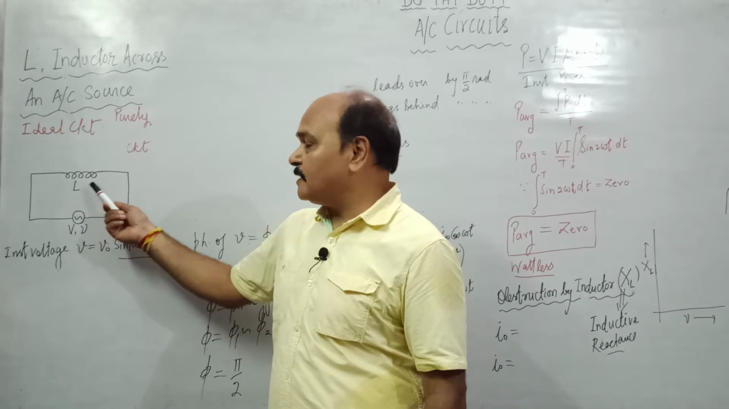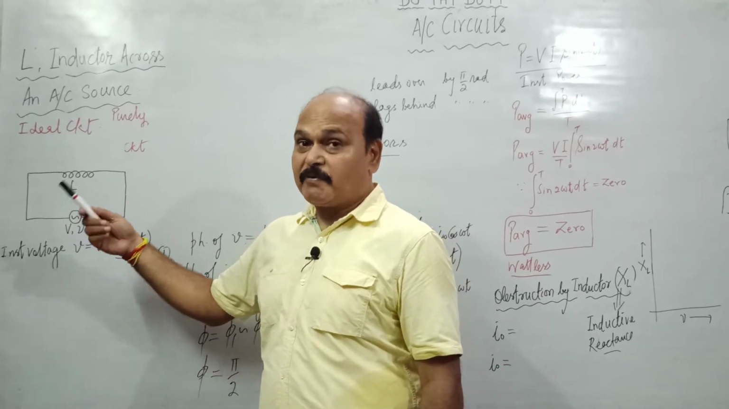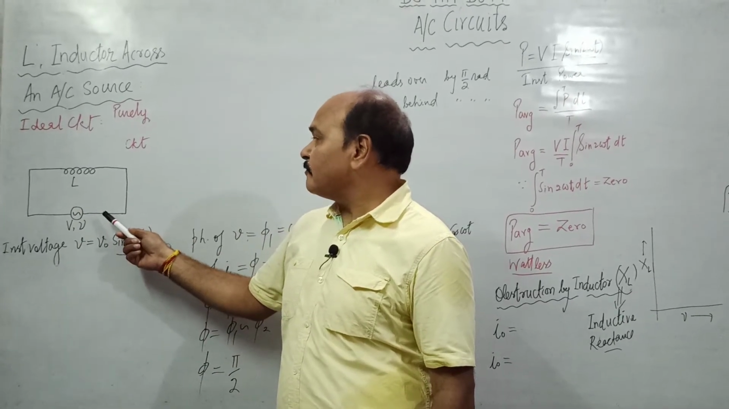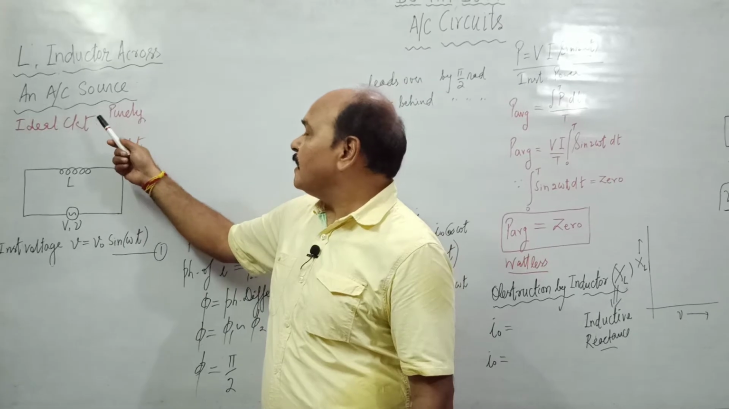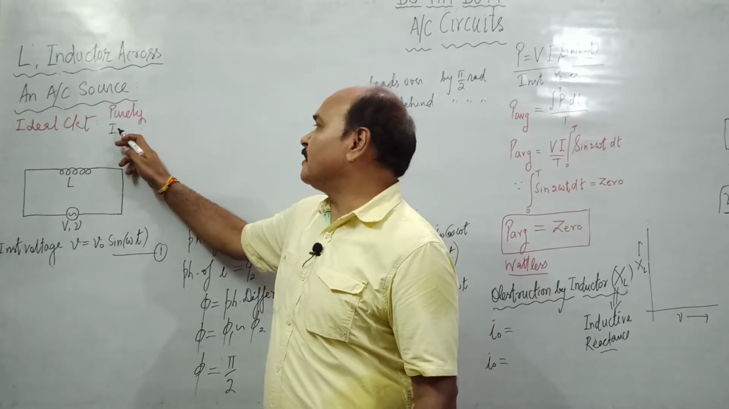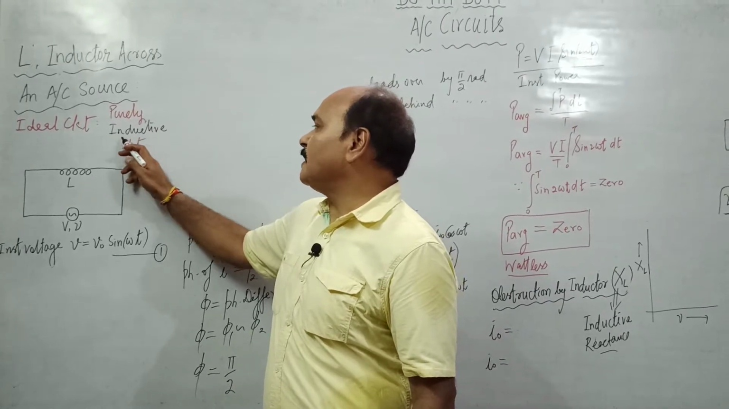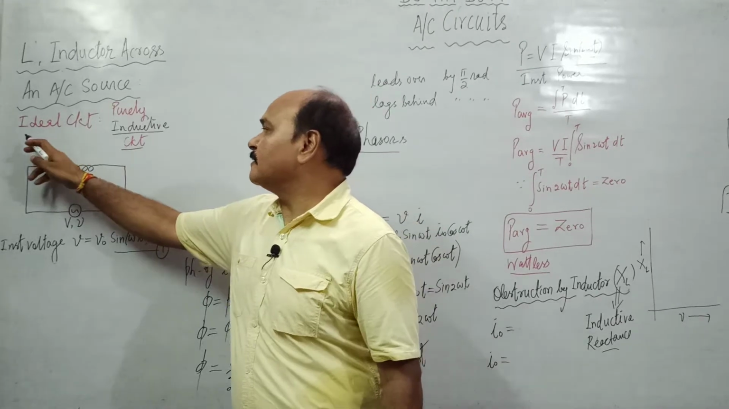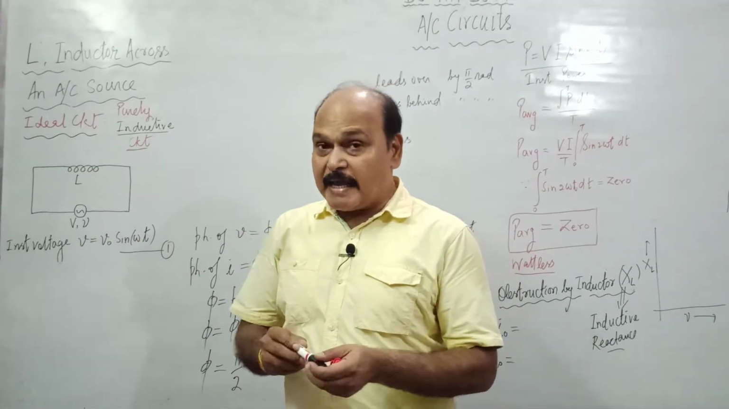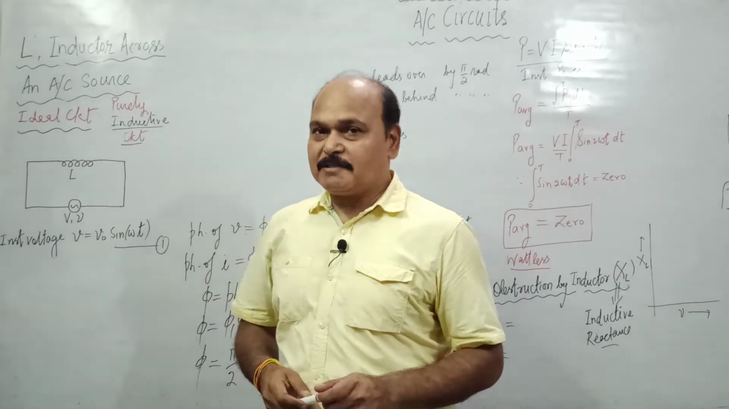So when this inductor, which is made up of a coil, a conductor, is connected across an AC source, we get a purely inductive circuit. This is an ideal circuit, and this is practically not possible. What is practically possible is the LR circuit. Resistance is always there. So we'll talk about practical circuits later on.